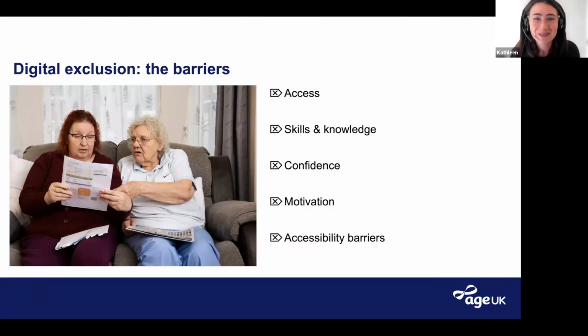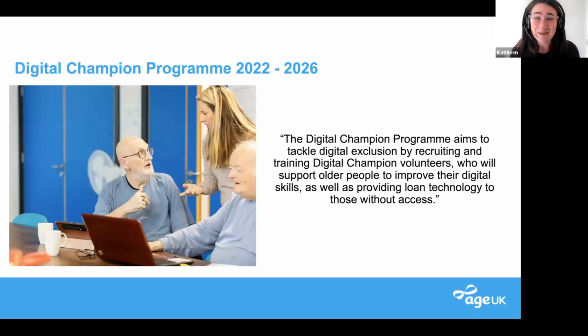We know that being connected in the online world can bring so many advantages for older people, and that's why Age UK have developed the Digital Champion Programme to help older people who want to get involved. Funded by a charitable foundation who wishes to remain anonymous, alongside Santander and Currys, the programme aims to tackle digital exclusion by recruiting and training digital champion volunteers who will support older people to improve their digital skills, as well as providing loan technology to those without access.